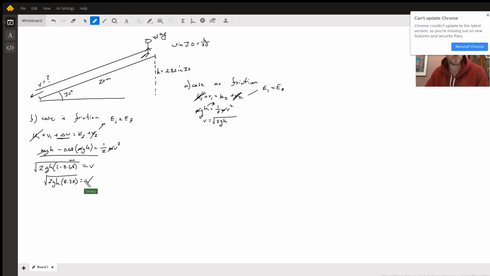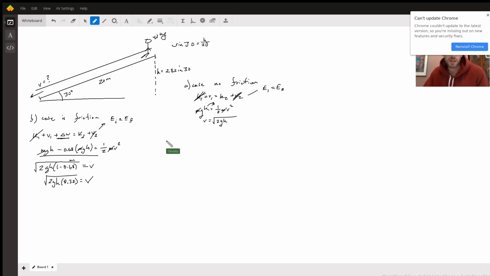Now, if we lose kinetic energy due to thermal energy, where the speed has been reduced by a factor of root 0.32, that makes sense because the speed is less than the case where there's no friction. If there's no friction, she would be going faster. So our answer aligns, and we did it correctly.